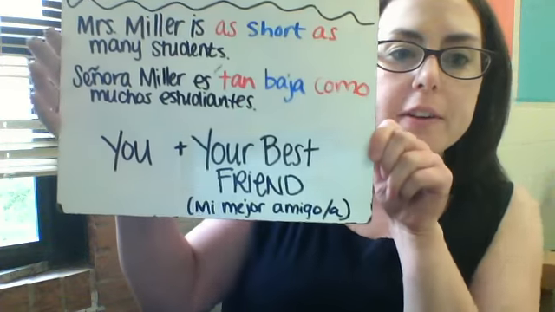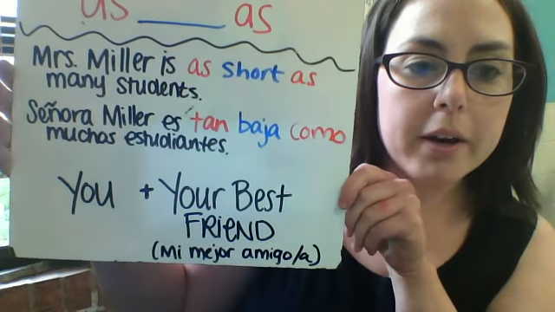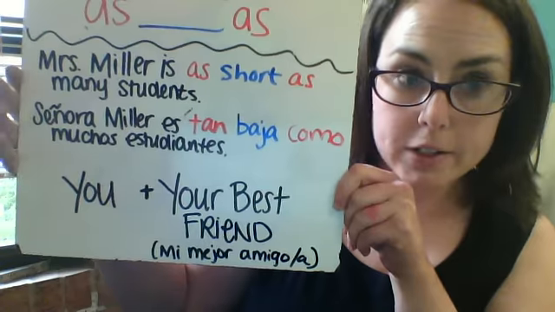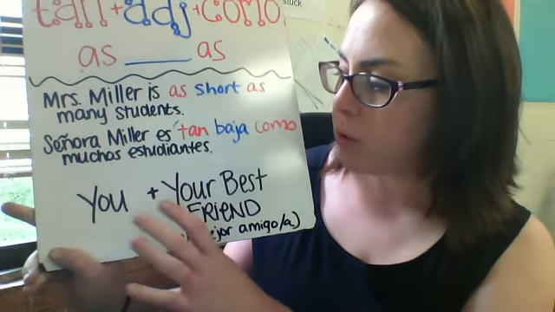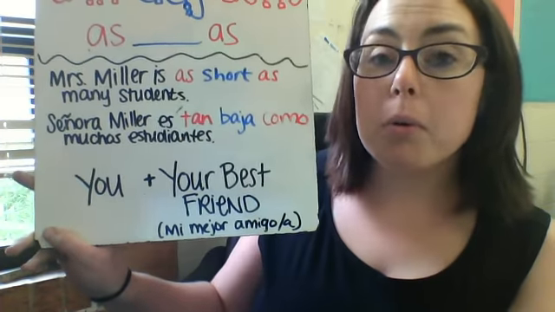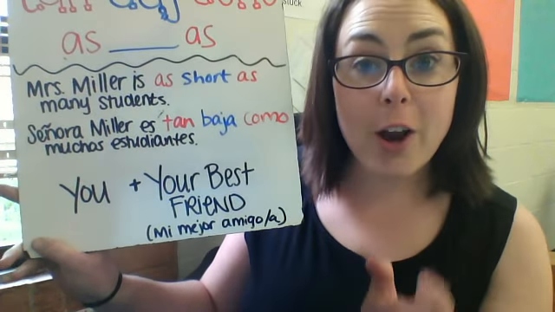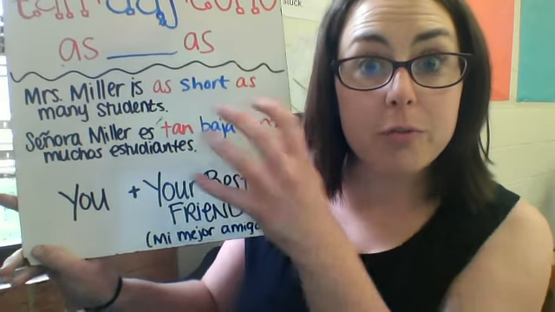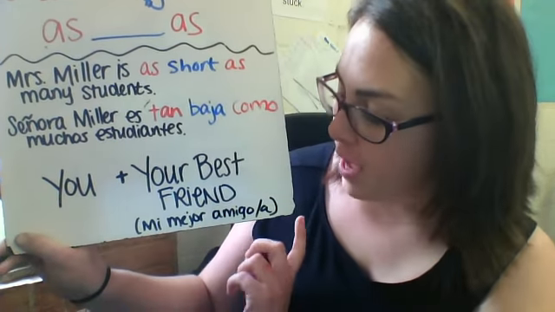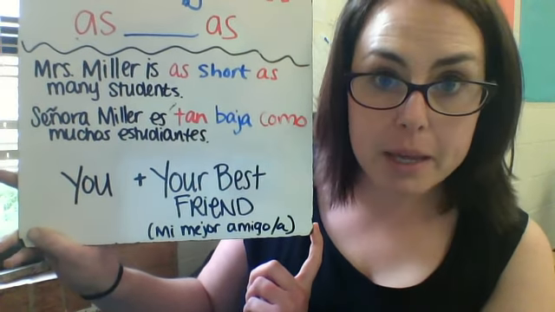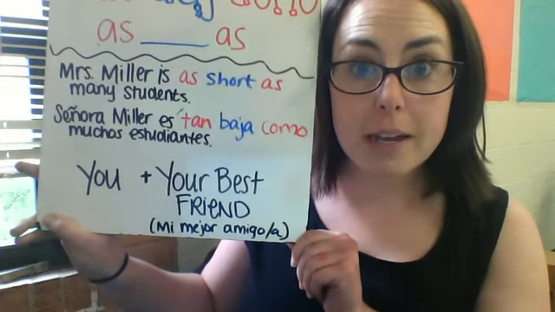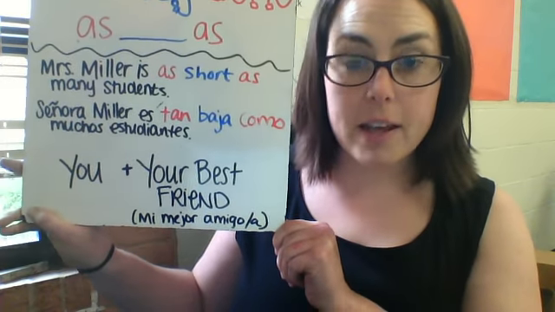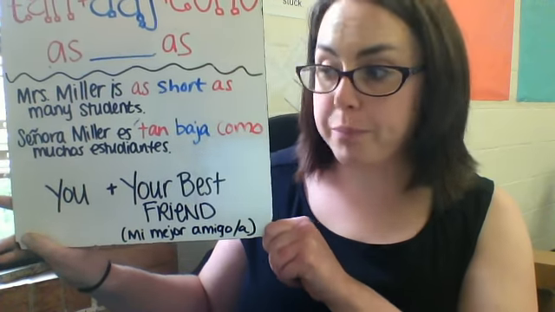Okay, so for this comparison, I want you to compare you and your best friend. You can put either of you as the subject. You could say your best friend is the subject or you're the subject. But whichever one it is, please make sure that your adjective agrees with whomever the first person in the sentence is. And I've given you mi mejor amigo or mi mejor amiga when you say my best friend. So please take a moment to write that practice sentence in your notes now.